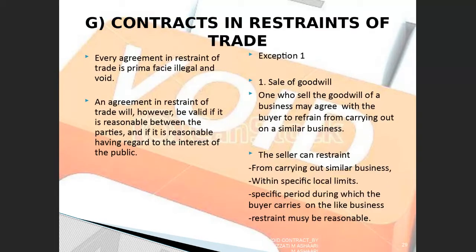Now we look at the next one. This is what I highlighted earlier, contract in restraint of trade. This is considered as illegal, but there are three exceptions. Number one, exception in terms of the sale of the goodwill. One who sells the goodwill of a business may agree with the buyer to refrain from carrying on a similar business. If you have this particular issue, that means the contract allows you to do so. Okay, the contract allows you to do so because you are carrying out the same business.